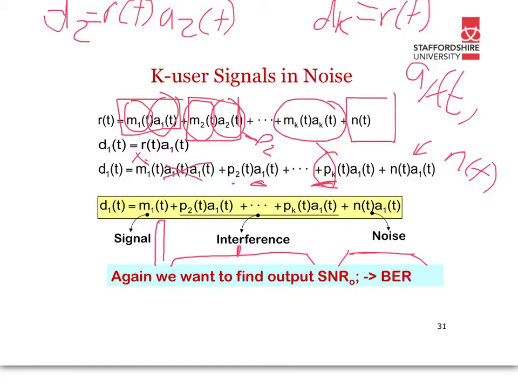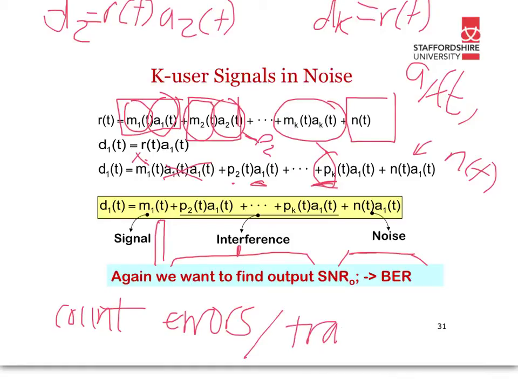Again, we always want to find the signal to noise ratio at the output so that we can predict the bit error rate. The bit error rate is how many errors are made, that is, when the transmitted symbol doesn't match the received symbol, an error is made. We divide that by the number of bits transmitted, and this is the bit error rate.